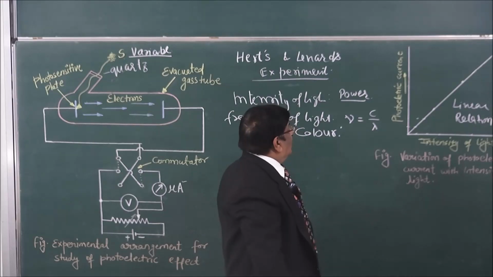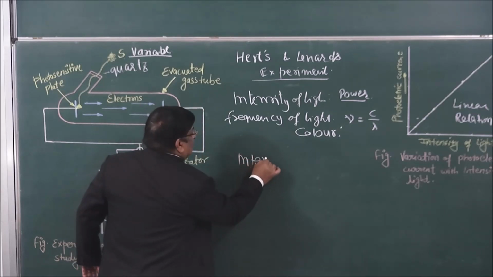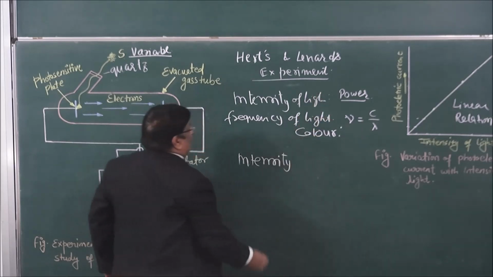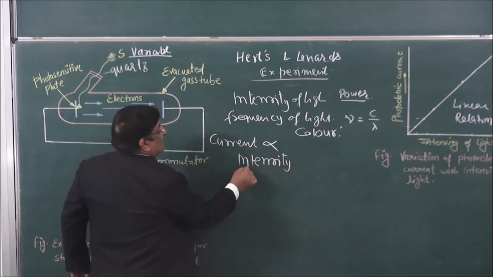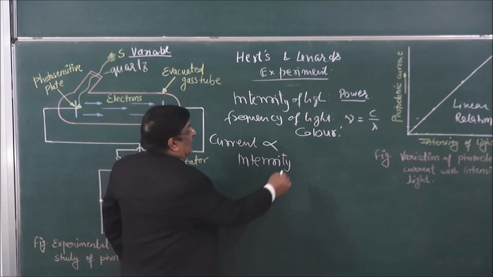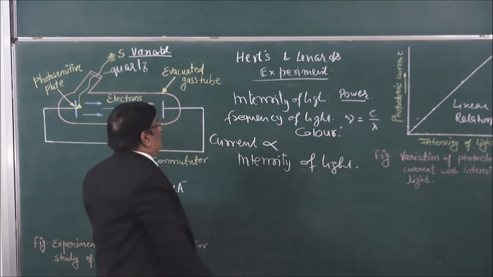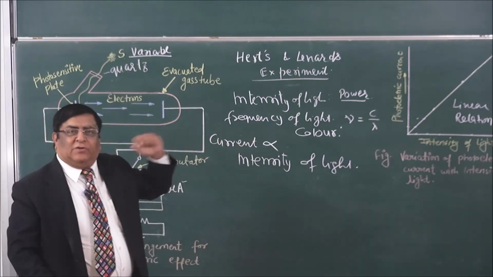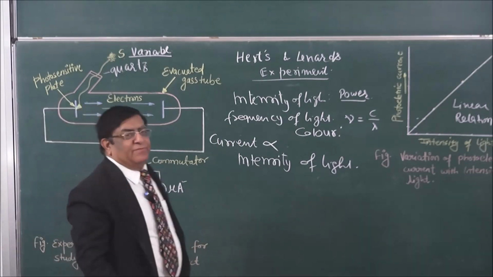So this linear relation, what does it tell us? It tells us that the photoelectric current is proportional to the intensity of light. The more the intensity, the more the current. Okay, logical, we got it. Now, what is our conclusion with that?